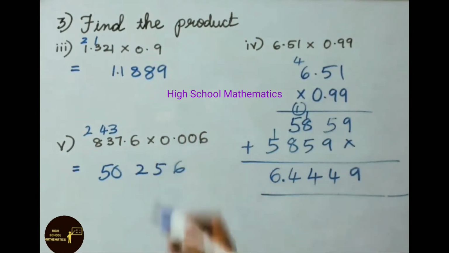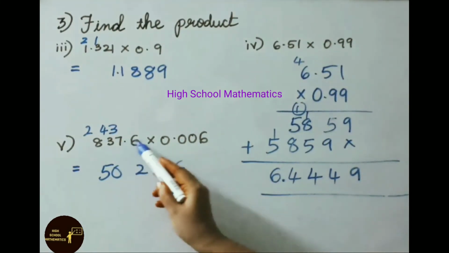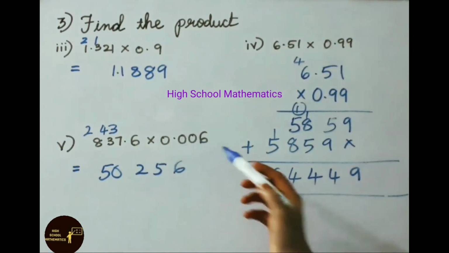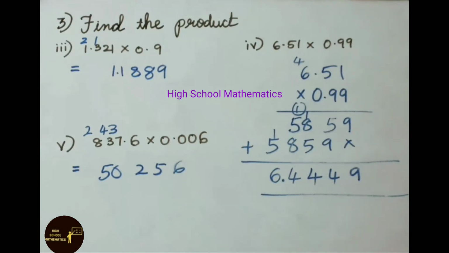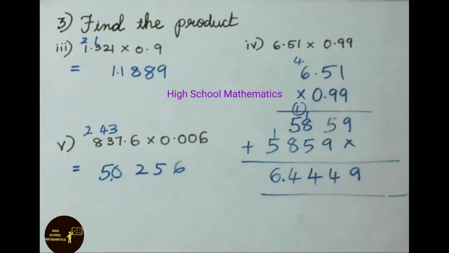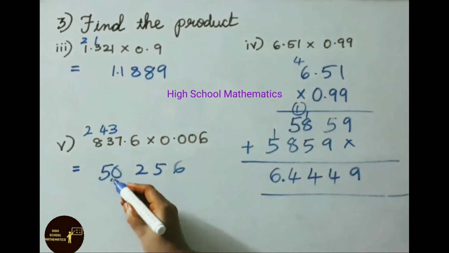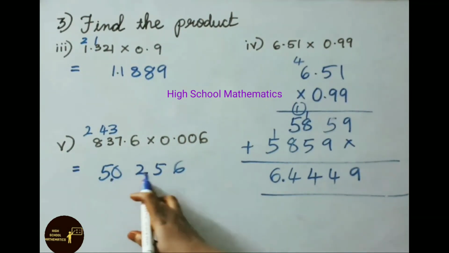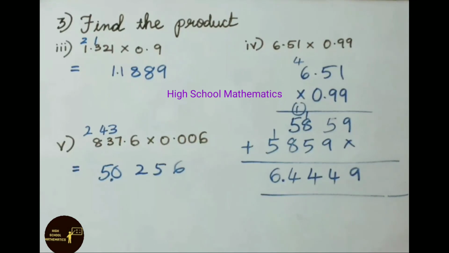Here we are not going to multiply by 0. Why? Because 0 into any number will be 0. So directly we are going to place the decimal places. Here decimal point after 1 digit, here decimal after 3 digits. So 1 plus 3, 4. So right side onwards 4 digits before we place the decimal point. So the answer is 5.0256. Today we have seen chapter 2 exercise 2.2, 3 sums.